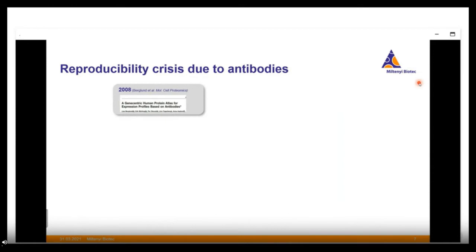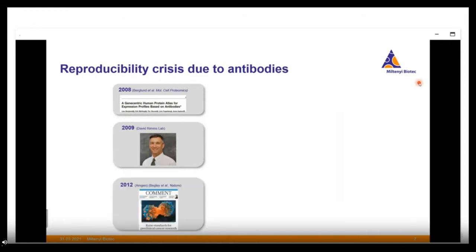Antibodies are considered one of the key variables that contribute to the reproducibility crisis, and I would like to show you some examples here. In 2008, the Human Protein Atlas project found that less than 50% of the commercially available antibodies recognized their specific targets, which means the rest were actually unspecific. And in 2009, Dr. David Ream's lab was unable to continue their cancer biomarker study due to antibody lot-specific irreproducibility.